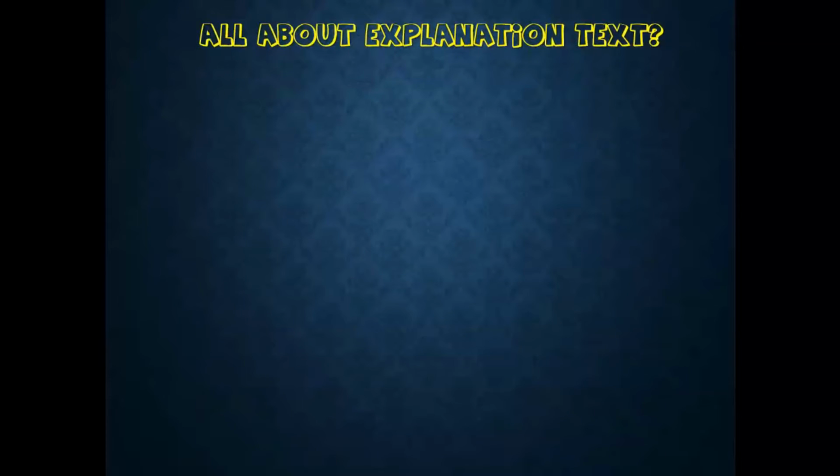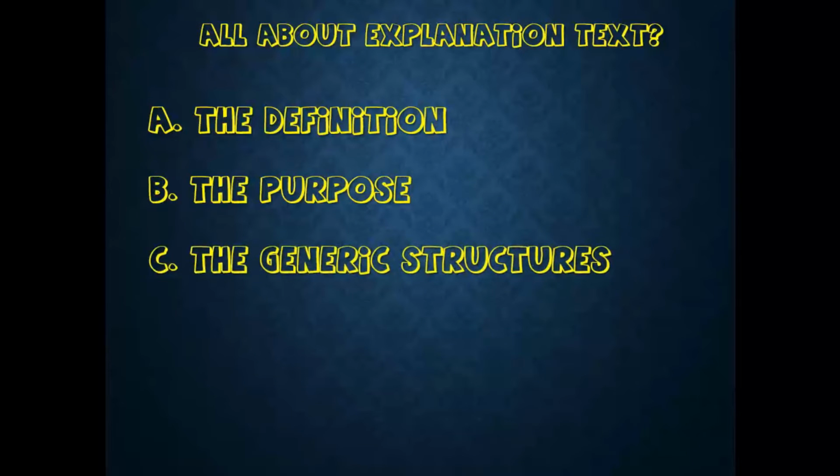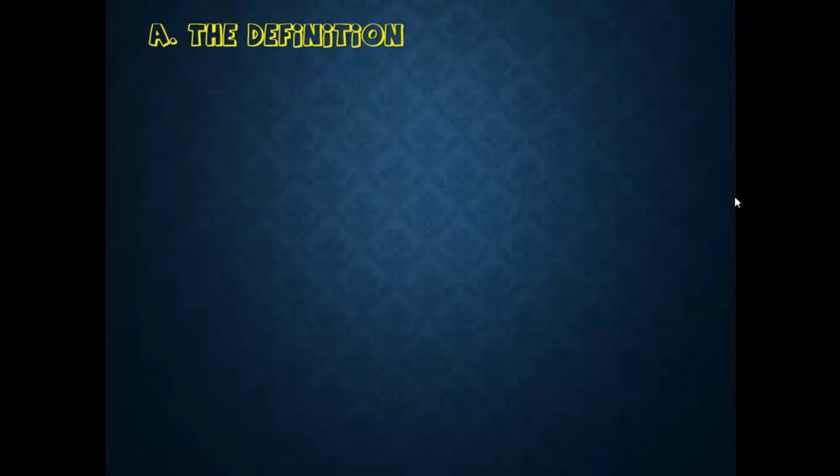Well, students, after we read the text about how a tsunami happens, let's talk about the explanation text completely: the definition, the purpose of the text, then the generic structures, and the last is the language features. Let's discuss the definition first. After you read the text, what is the definition of the explanation text? Do you know?